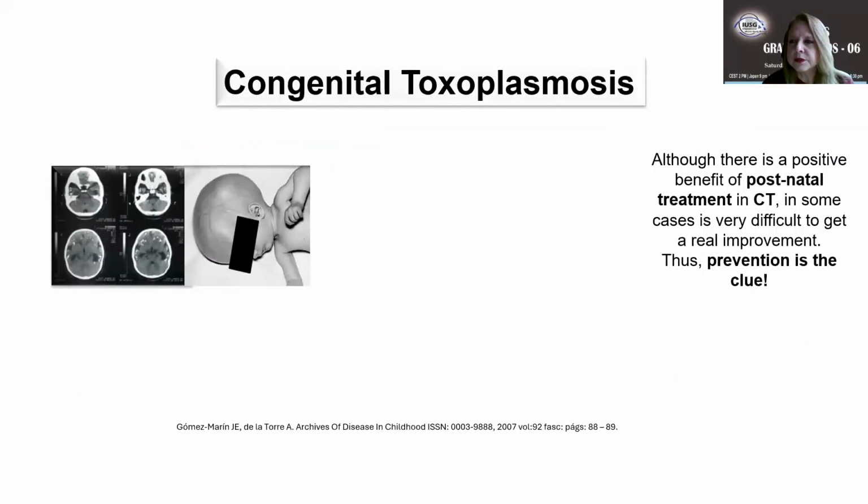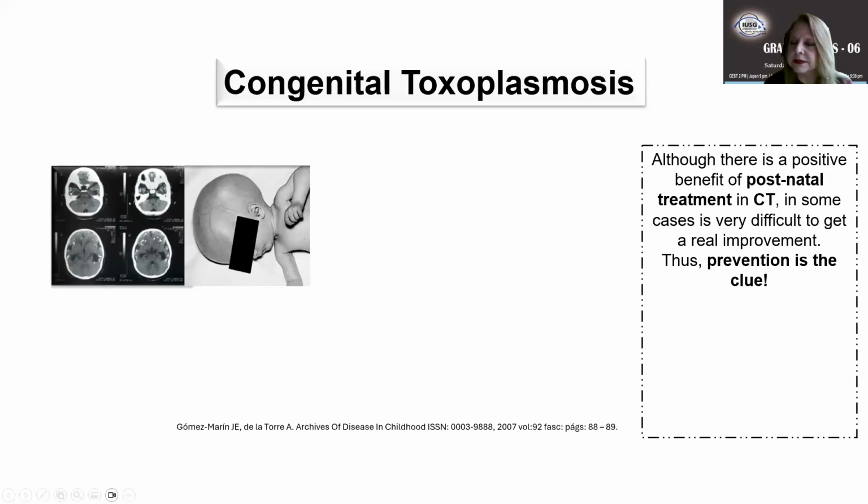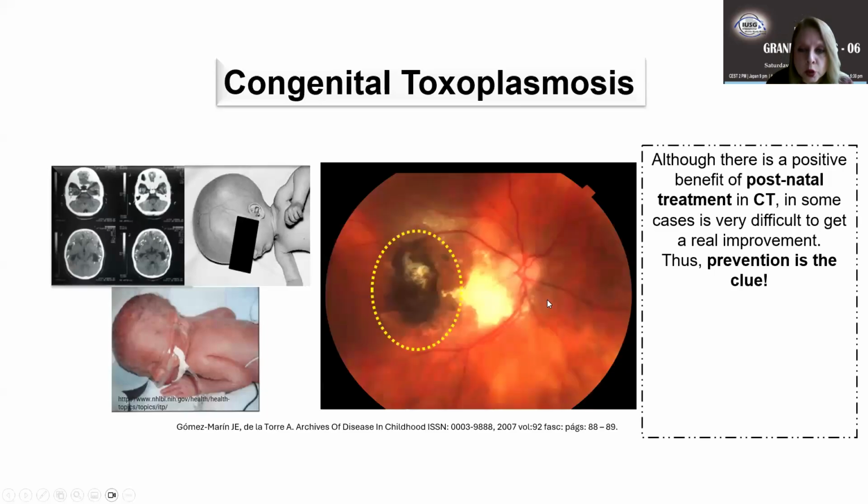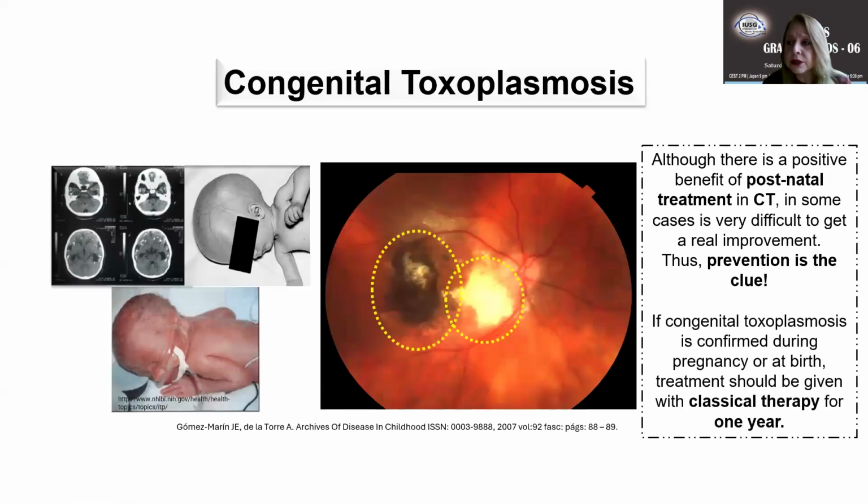Regarding congenital toxoplasmosis, although there is a positive benefit of postnatal treatment, in some cases it is very difficult to improve. Thus, prevention is the key. If congenital toxoplasmosis is confirmed during pregnancy or at birth, treatment should be given with classic therapy for 1 year.